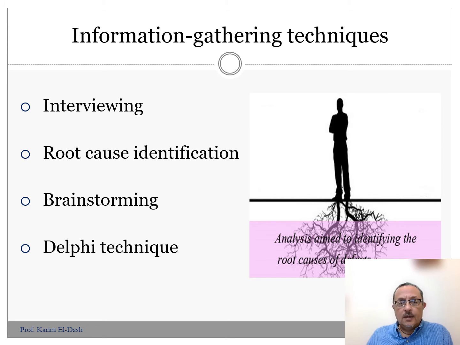Hi, in this video we are going to talk about information gathering techniques, how we are going to collect information about risk potentials, about risk management, and about different requirements for the risk management process. Number one here is usually interviews. Interviews are usually number one to collect data.